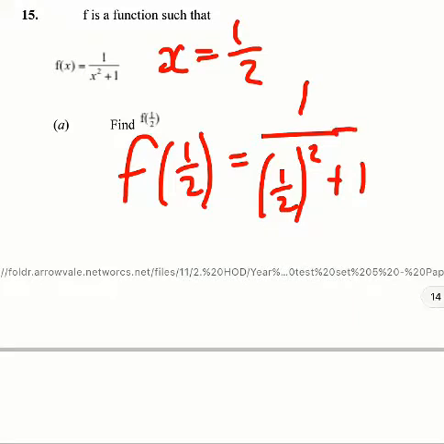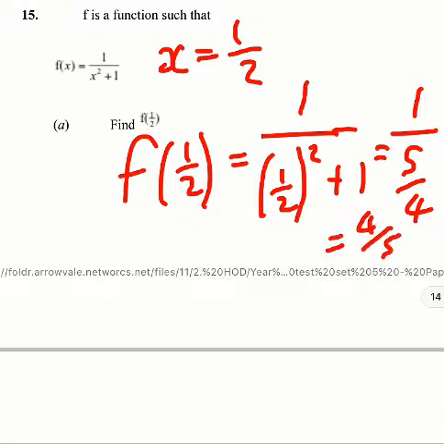And we could simplify that to 1 over, and now a half squared will be 1/4, and then we're adding 1, so it's 1 and 1/4, which is also 5/4. And if you do 1 divided by 5 over 4, that would be the same as 4/5. But you could put that into your calculator and give it as a decimal if you wanted to. It wouldn't matter either way.